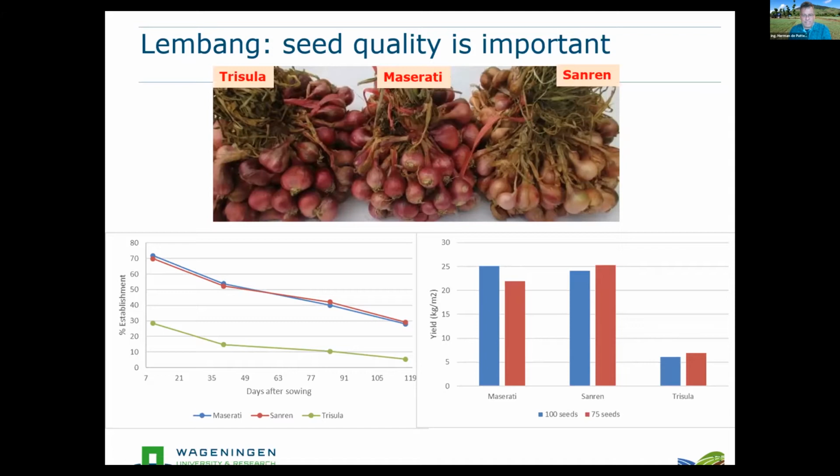That also meant that when we look at the yield in the right graph, the differences between 100 seeds or 75 seeds sowing density were not that big, but Maserati and Sanren produced a better production than Trisula, but that was mainly due to the emergence and the establishment. So it's not a variety issue.